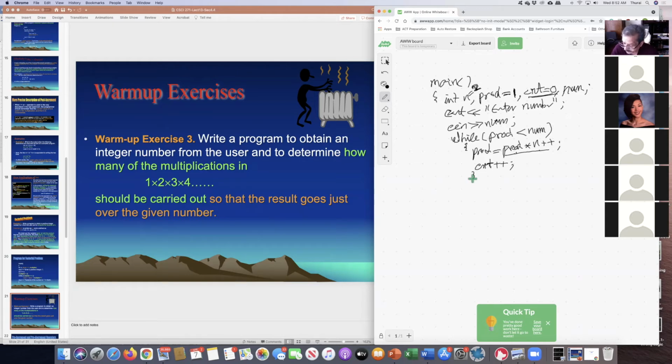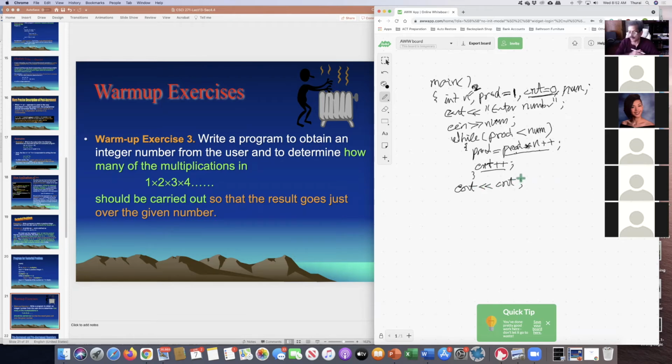So this is it. That loop will continue to multiply by 2 and then 3 and then 4. As long as prod is under num, it'll keep going. And every time it multiplies by a new number, the counter goes up. So the counter is counting how many multiplications are being done. So when the loop is finished, the prod will be over num. Only when the prod goes over num, the loop finishes. At that point, my count is the answer. So cout count.